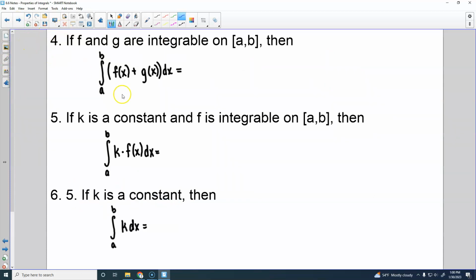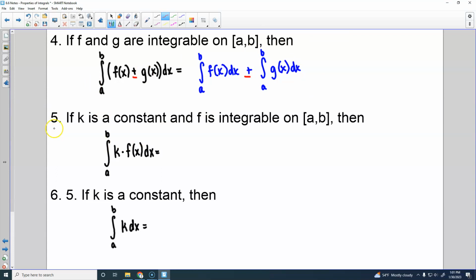For number 4, if we are taking the integral of two functions that are added together, much like with derivatives, we can take those integrals separately. So the integral from a to b of f of x dx plus the integral from a to b of g of x dx. Of course, this would also apply if you had subtraction as well. So if that was subtraction instead, you could still break these into two separate integrals.